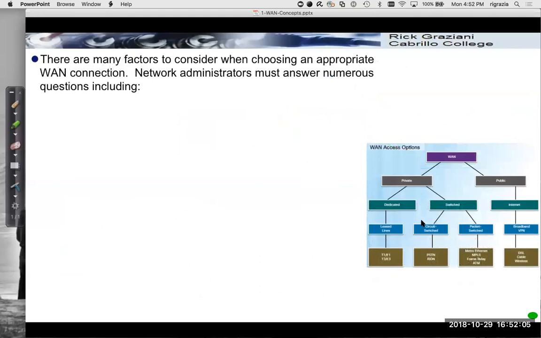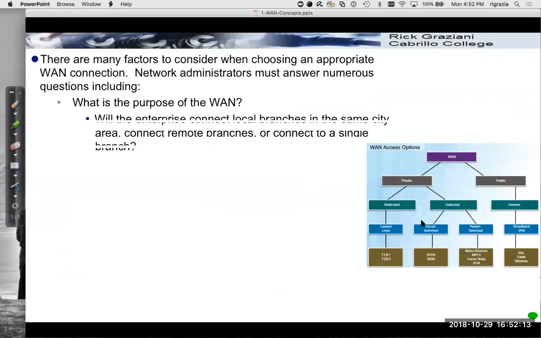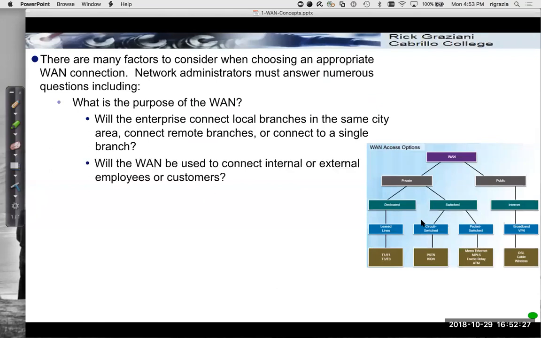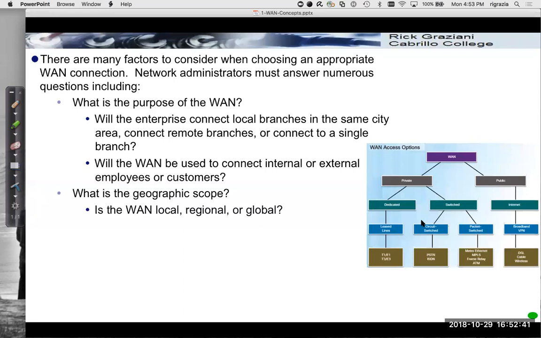Okay, before we end this presentation, just a few things, a lot to consider on the various WAN access options we looked at. What is the purpose? How do you want to connect? Will the enterprise connect local branches in the same city area, connect remote branches, connect to a single branch? So what is it going to look like? What are you connecting? Will the WAN be used to connect internal or external employees or customers? So is this just to connect internal devices, or do you need remote devices to be able to connect as well? What is the geographic scope? Is it local, regional, global?